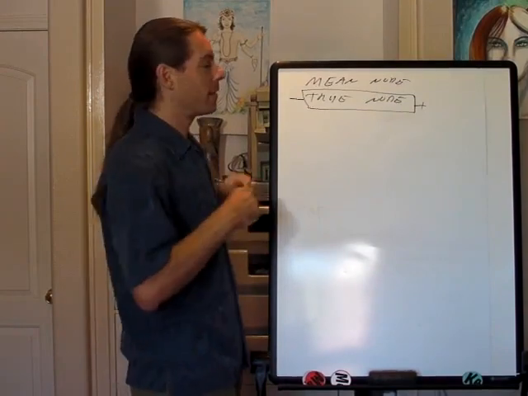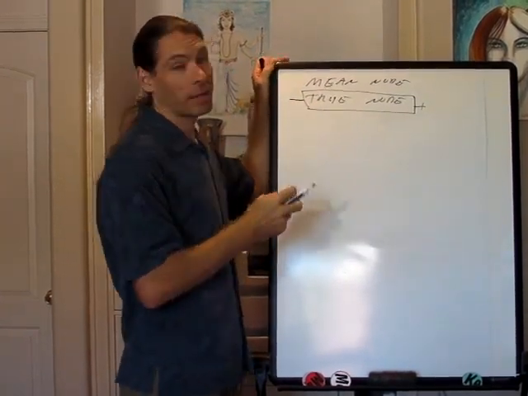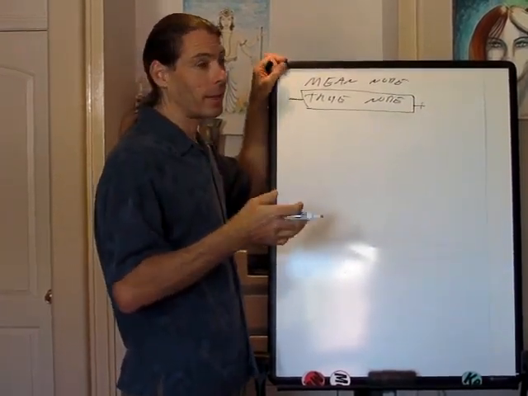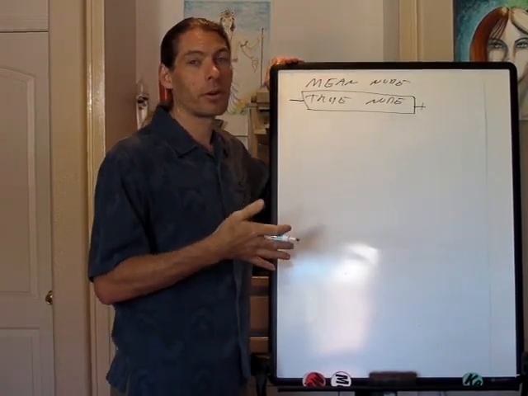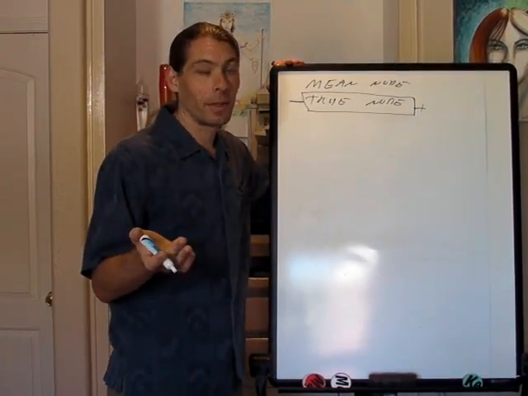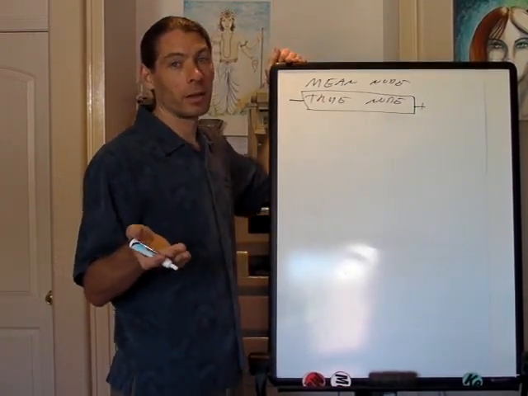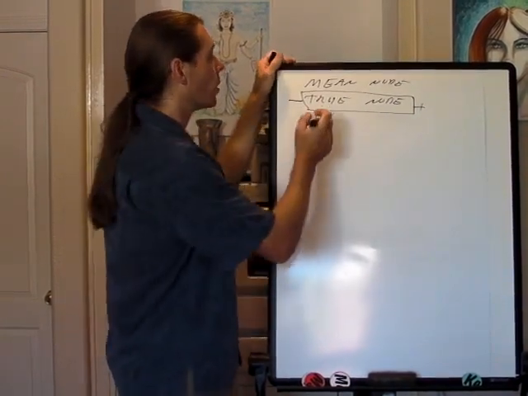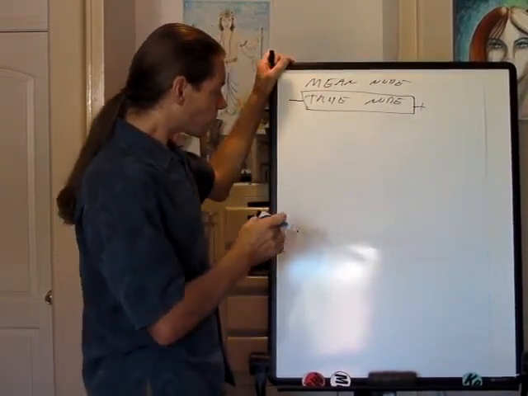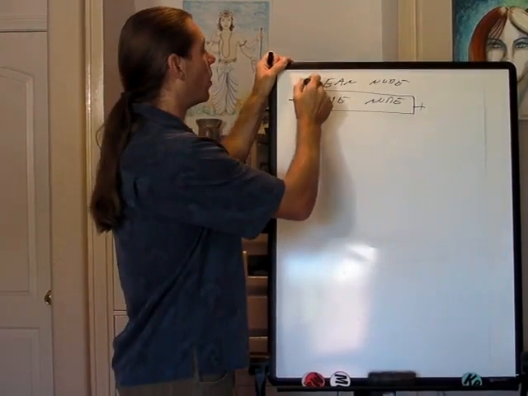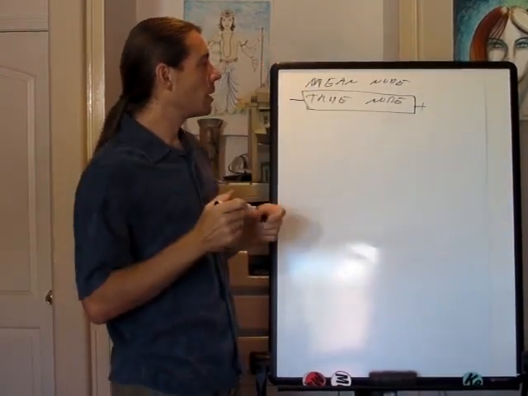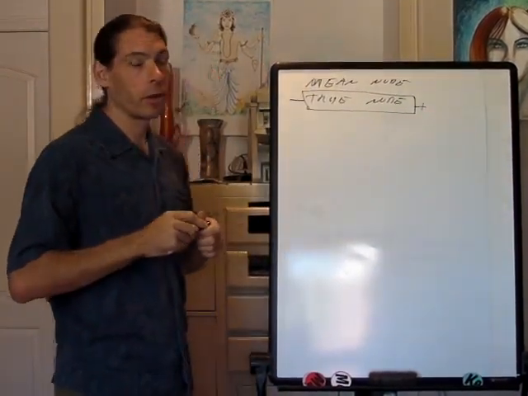They call it true node, but that's just what they called it. That's like calling a dollar bill that I print on my printer a dollar bill. It's really not a dollar bill just because I'm calling it a dollar bill, right? So true node is not true. Mean node, however, is mean, which means it just takes the average rate of motion.